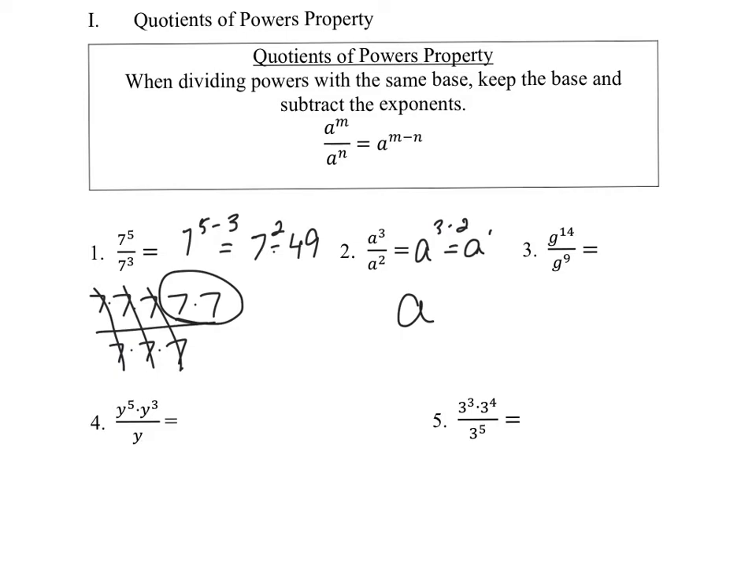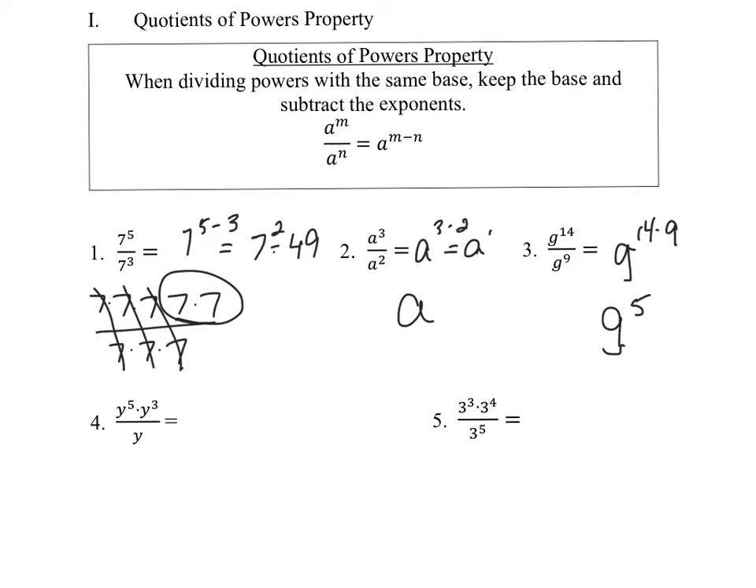So in number 13, you have 14 g's in your numerator, you have 9 g's in your denominator. So cross out your common factors, and you're going to have g to the 14 minus 9, which is going to give you g to the 5th power, because you're going to have 5 g's left over in your numerator.